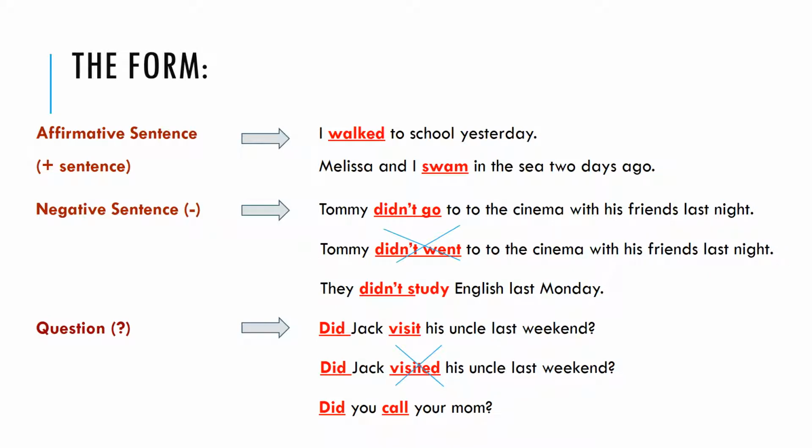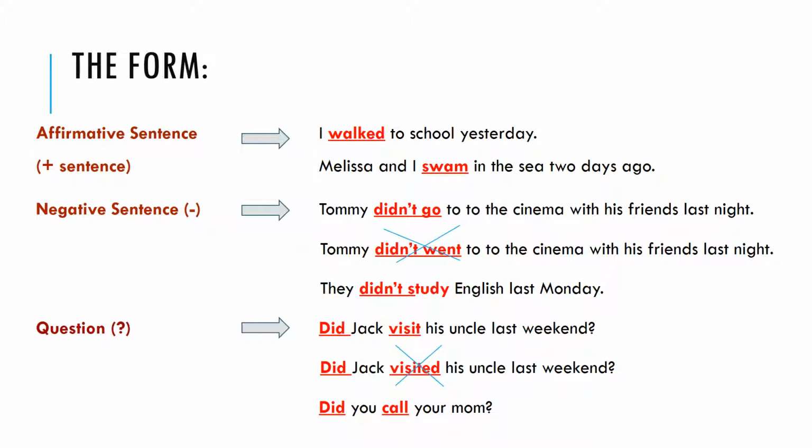As I've said before, we use the second form of the verb to make a sentence in simple past tense. Actually, this is only true if a sentence is a positive sentence. A positive sentence is a sentence that doesn't have not in it. For example, I walked to school yesterday. Melissa and I swam in the sea 2 days ago. In these examples, the verb walked is the past form of the verb walk, and swam is the second form of the verb swim.